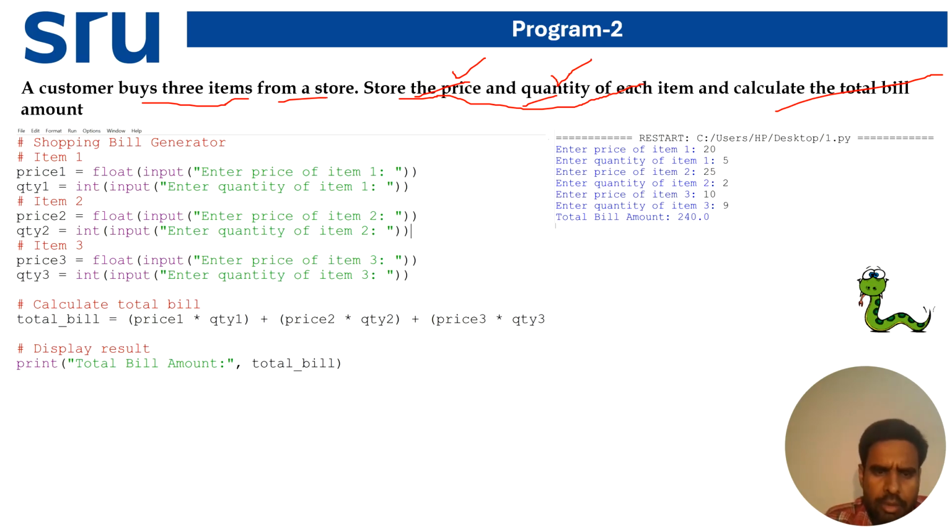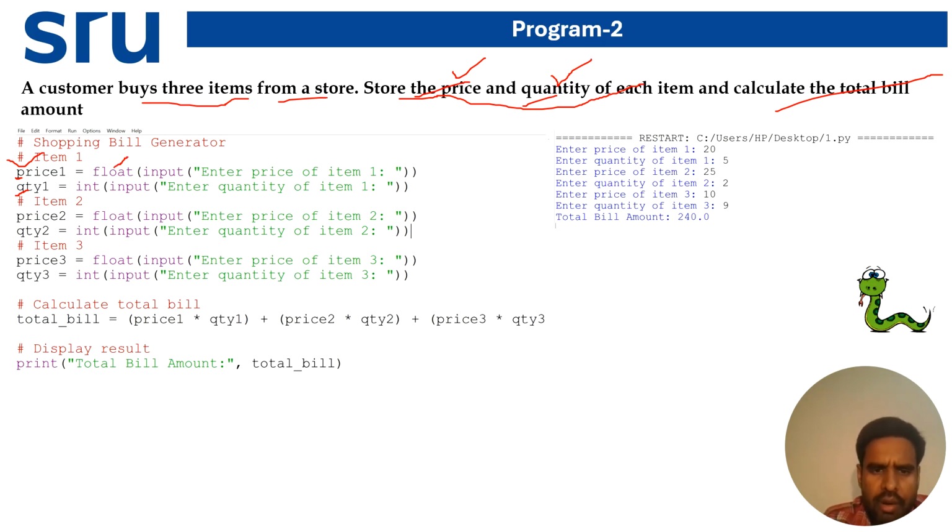So what is the approach? First we have to take item 1, meaning the item 1 price and the quantity. First I take one variable, price1. Price1 equal to float. Why am I taking float? Already discussed, float means it will take decimal point numbers.